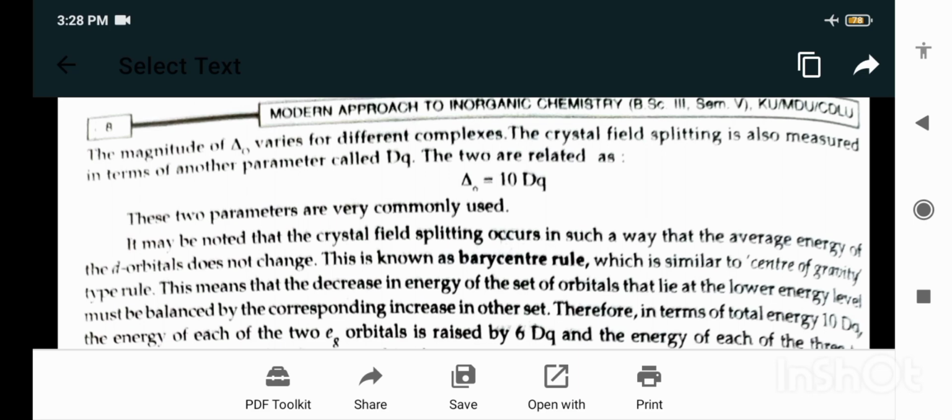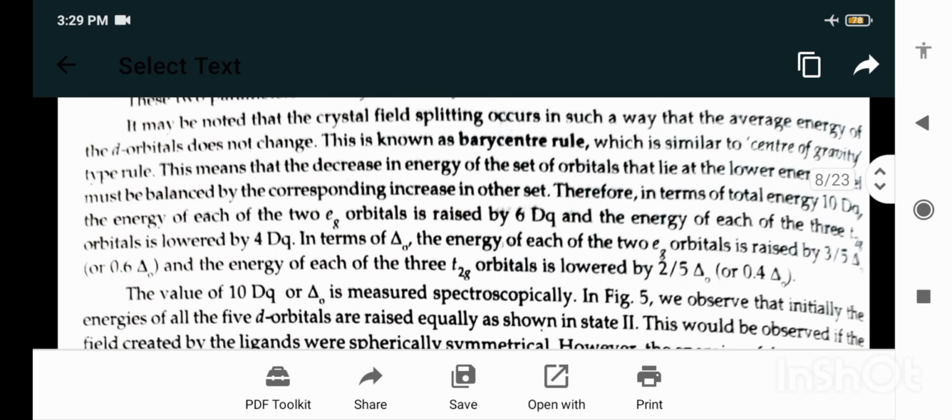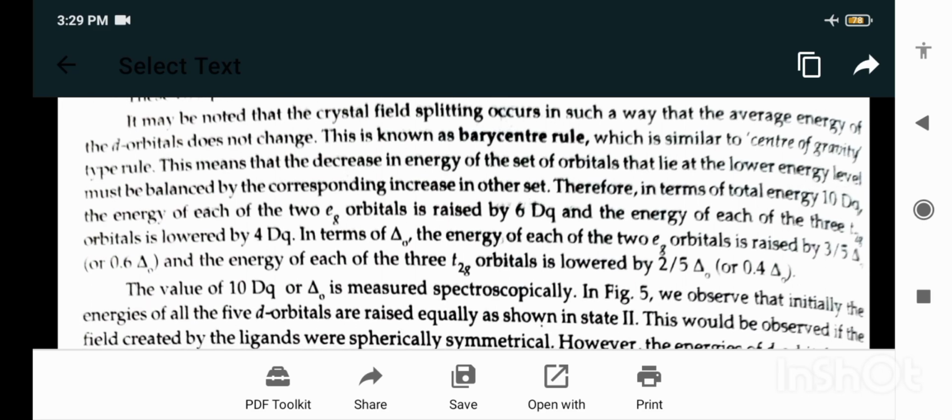It may be noted that the crystal field splitting occurs in such a way that the average energy of the d orbitals does not change. This is known as the barycenter rule, which is similar to a center of gravity type rule. This means that the decrease in the energy of the set of orbitals that lie at the lower energy level must be balanced by the corresponding increase in the other set. Therefore, in terms of the total energy 10 Dq, the energy of each of the two eg orbitals is raised by 6 Dq and the energy of each of the three t2g orbitals is lowered by 4 Dq. In terms of delta naught, the energy of each of the two eg orbitals is raised by 3/5 delta naught and the energy of each of the three t2g orbitals is lowered by 2/5 delta naught.